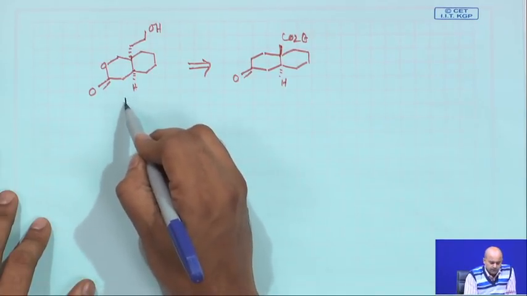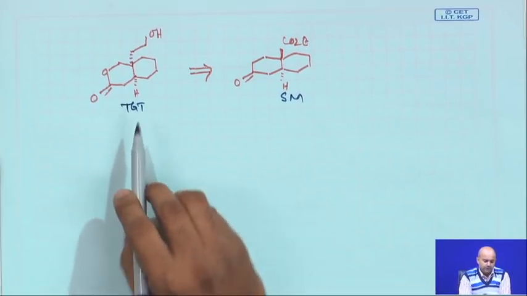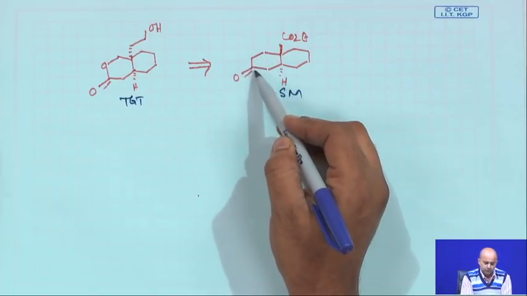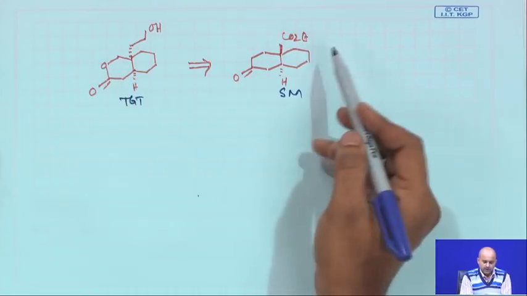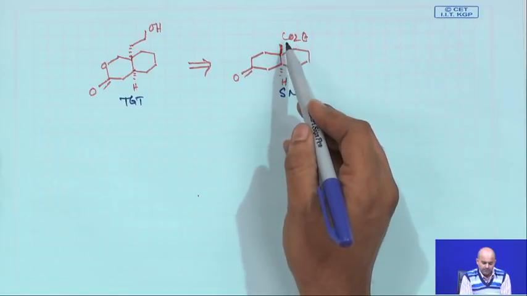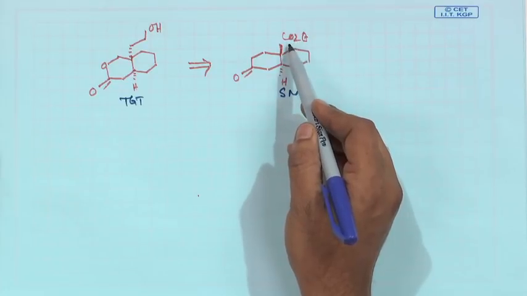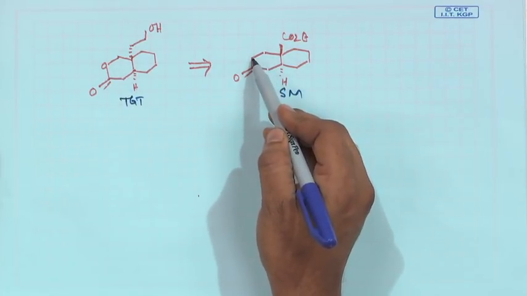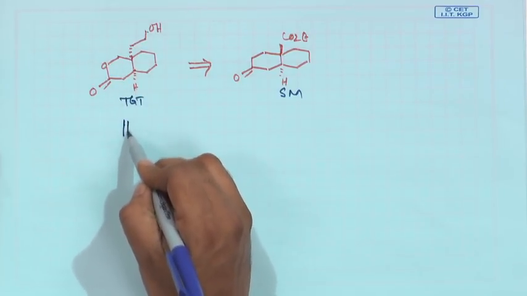Now, if you see this target and this starting material, the only differences you can probably make out are these. In the starting material in this ring, there is no oxygen, while in the target you have an oxygen here. Now, you figure it out: if somehow this CO2Et can be converted to CH2OH, and that can be put in the ring, and then this CH2 and this CH2 can come here, that will give you the CH2OH.